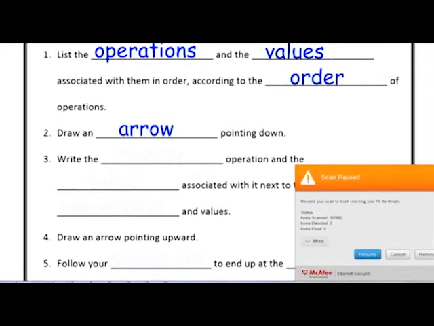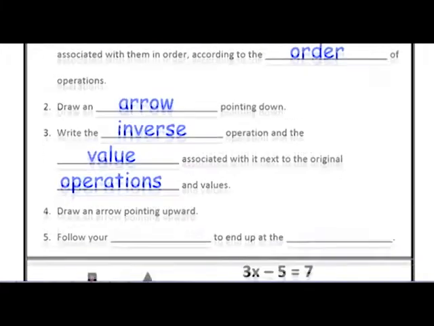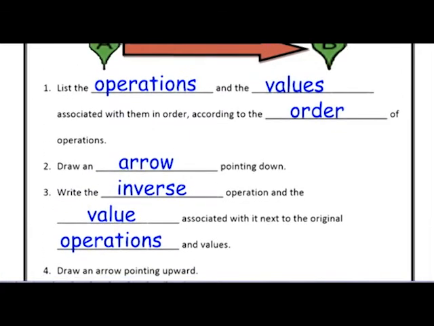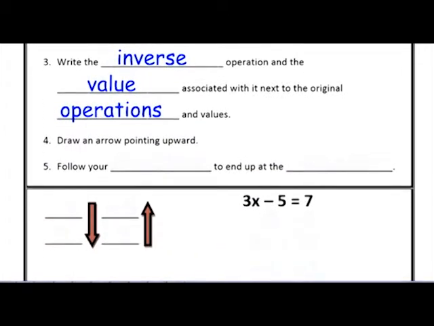Write the inverse operation and the value associated with it next to the original operations and values. We just figured out what's happening. We answered what is happening to my variable. Then we're answering question 2, how do I undo it? And we're putting it in the proper order. Next to that, we're going to draw an arrow pointing upward. So the first question is what's happening? That's the trip there. The trip back, the round trip, is what do I do to undo it? At this point, you just follow your directions. You create a list of what's happening and how do I undo it in the proper order. We do that to end up with the solution.